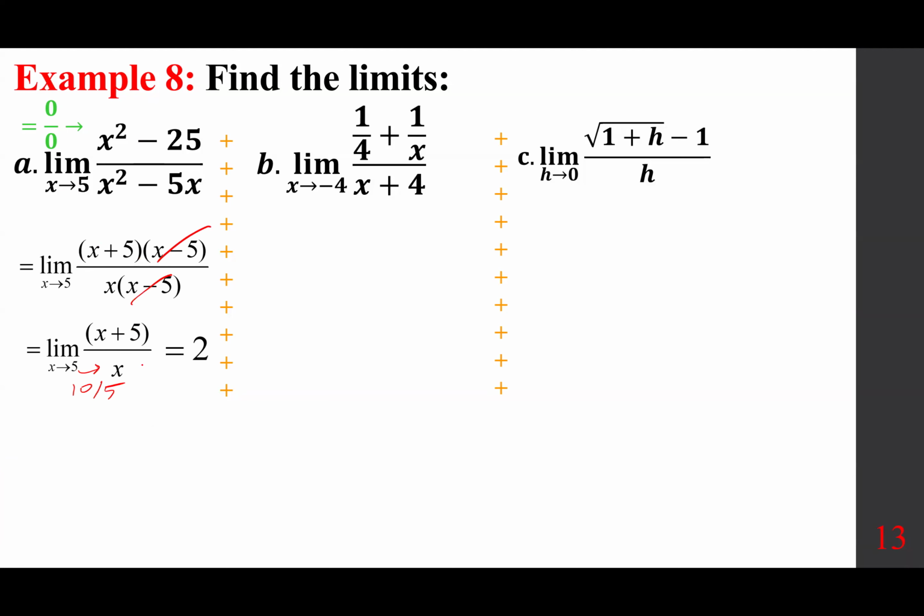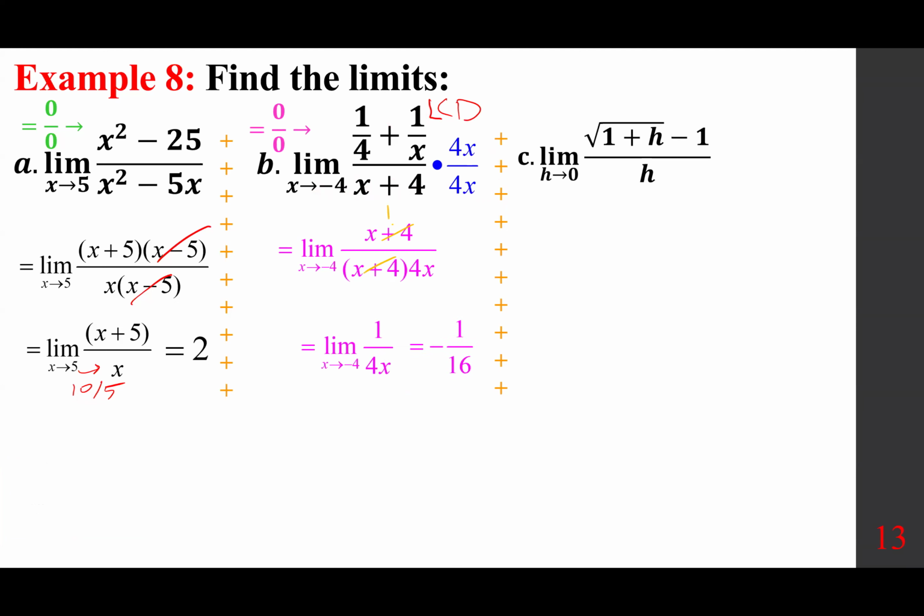Part B, if you plug in, you get 0 over 0, and the technique is LCD, which is 4x. So we're going to multiply and divide by 4x. Remember, this is 1 and it's okay. For the denominator, x approaching negative 4, making this 0. That's why you never, ever distribute. You keep it as a product. And this one, when you distribute, you get x plus 4. And you were hoping that the denominator goes away, and it does. So this cancels out this one. You get 1 over 4x, or negative 1 over 16 is the final answer.